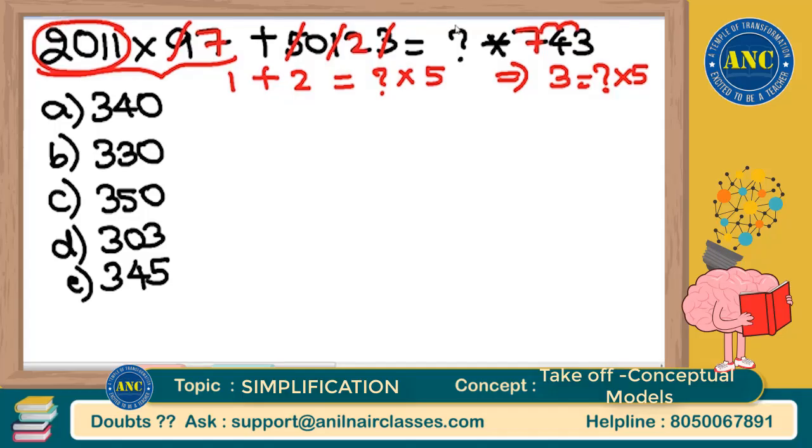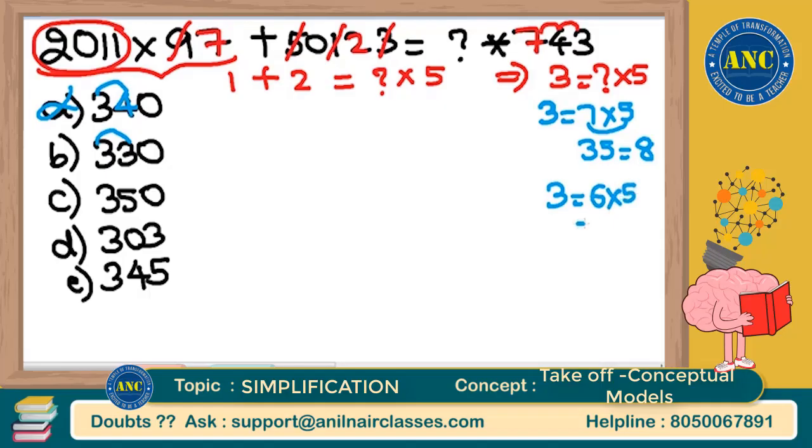Can I say that if I substitute my first option 340, its digital sum is 7. So it is 3 is equal to 7 into 5. 7 into 5 is 35. 35's digital sum is 8. It is not equal to 3. That cannot be the right answer. 330, if I take, its digital sum is 6. So it is 3 is equal to 6 into 5. 6 into 5 is 30, which gives the digital sum 3. This may be the right answer.